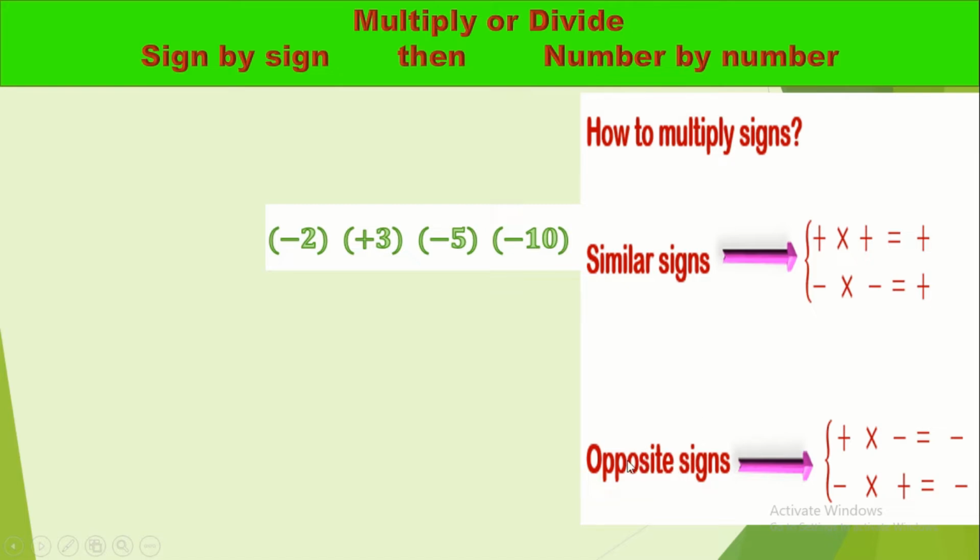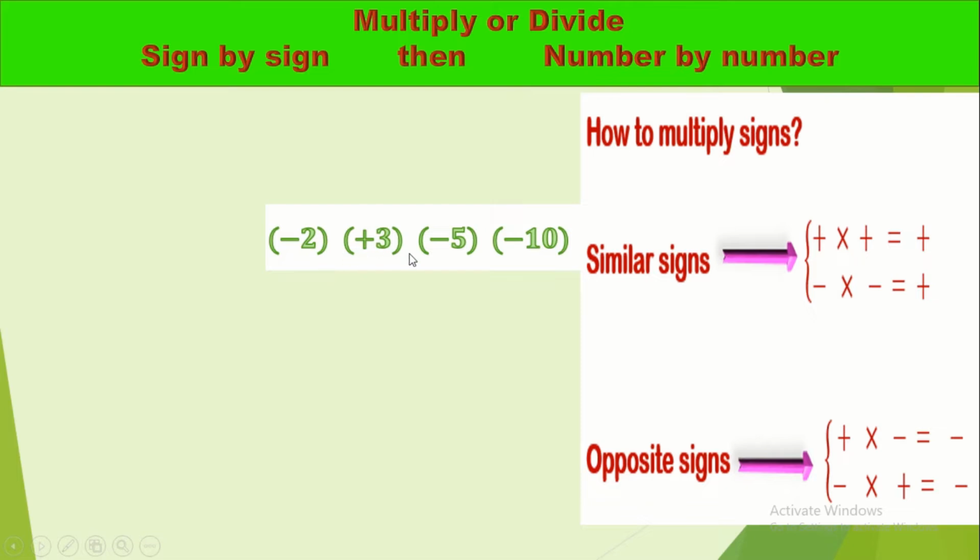While with opposite signs, if we multiply or divide opposite signs, like here plus times minus, it gives us minus, and minus times plus, it gives us also minus, since they are two opposite signs. Also, if we divide two opposite signs, like minus over plus, it gives us minus, and plus over minus, it gives us minus.